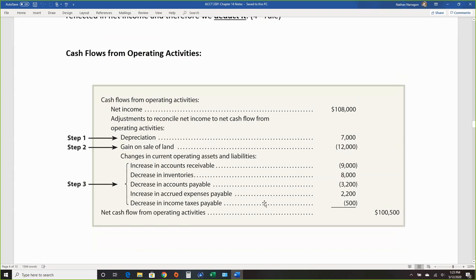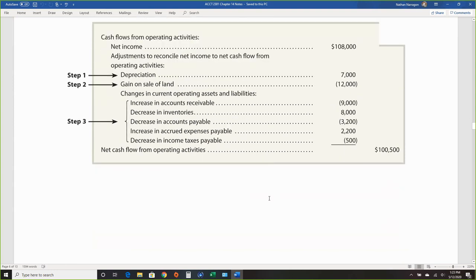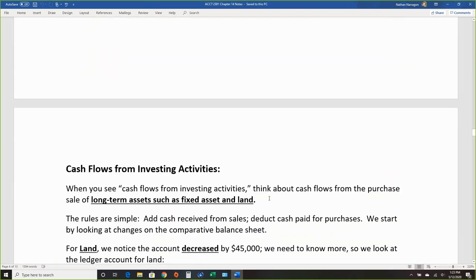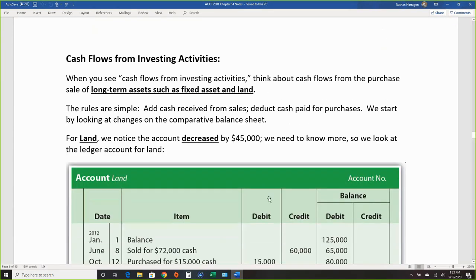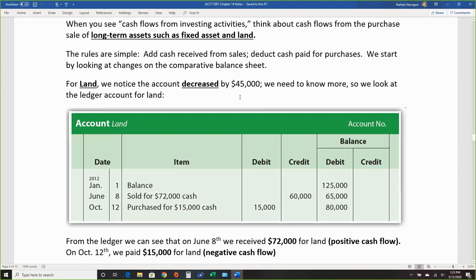But how easy does it get? It gets so easy that all you need is the journals. That's really it. So, investing. This is what I need. We'll have some kind of journal. And all we're looking for, since this is cash flow, is how does cash move?